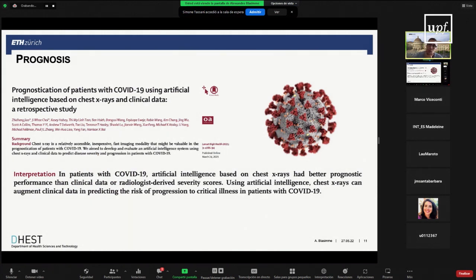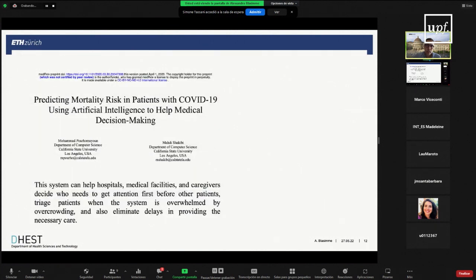Of course, with COVID-19, we have seen an explosion of AI applications. This is in particular a tool to prognosticate COVID-19 patients based on chest X-ray and clinical data. So basically here you have yet another possibility to use AI in clinical medicine. This is an algorithm, a very interesting one, to predict mortality risk in COVID-19 patients.